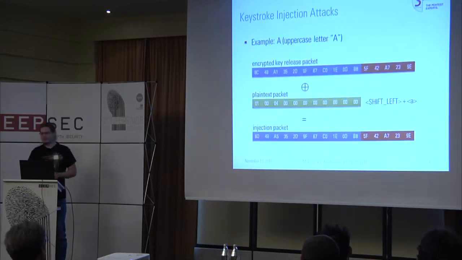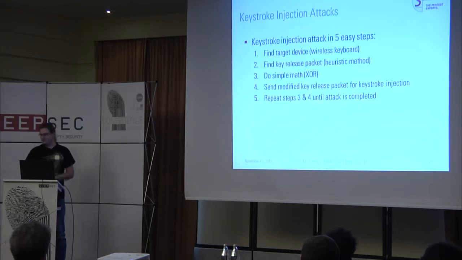Let's say we try to send an uppercase A. First of all, we need the key stream. Well, the key stream is just a key release package. We XOR it with our plaintext. Here is the modifier for the shift, and here the modifier to set the A key. 04 is just the A key. And then we just append the same counter again because it will get accepted anyway. And that's our valid encrypted package for an uppercase A.